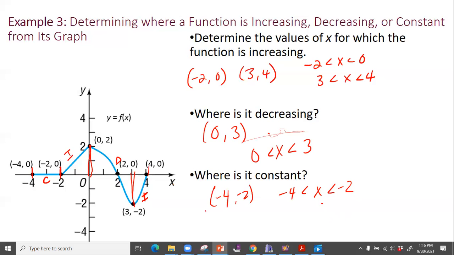Be careful and make sure that you're only describing it based on your x values. How do you feel about reading a graph and telling me where it's increasing, decreasing, and constant? Good? Doable? It's kind of like reading a graph with more stuff. Exactly. You're reading and interpreting.